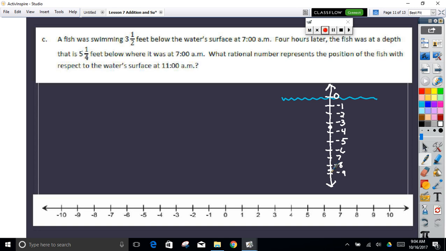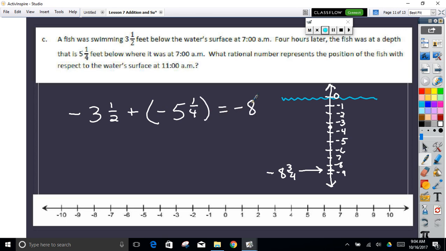Plus I'm going to go another 4th. What would this point be, Grace? 8 3/4. Negative 8 3/4. Yes, -8 3/4. So what would that equation look like? This one, I thought it was easier if we just did the number line first because it's easier to visualize. Devin, what equation could I write? -3.5 Good. plus -5 1/4. Good. And then we got an answer of -8 3/4.